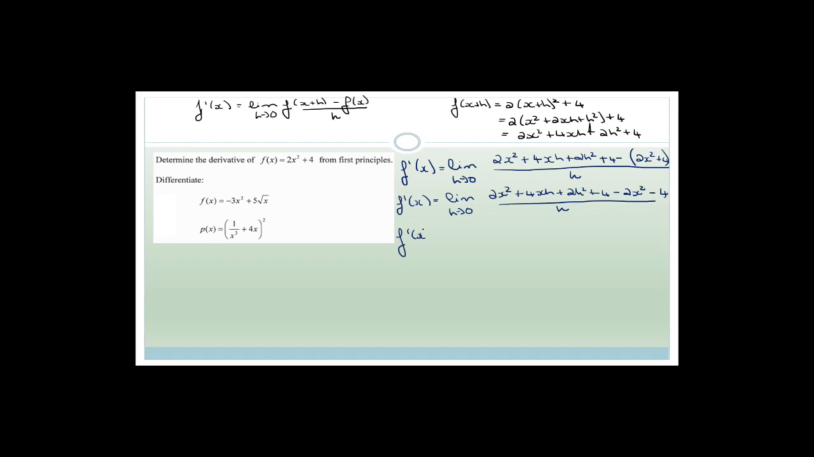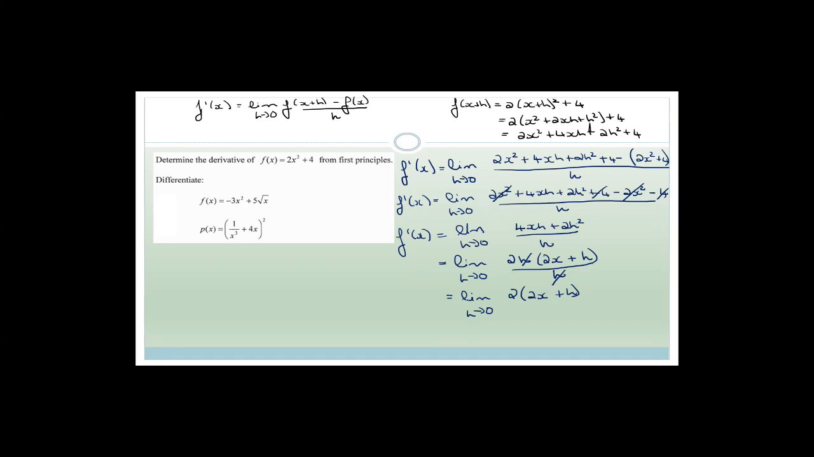So we've got f'(x) equal to the limit as h tends to 0. 2x² cancels with minus 2x², plus 4 cancels with minus 4, and you're left with 4xh + 2h² all over h. Do you see we can take out some common factors here? We can factorize this. So it becomes the limit as h tends to 0, and we can take out 2h, and we're left with (2x + h) all over h. Do you agree that cancels with that? And then what do we have? Now we've got the limit as h tends to 0 of 2 times (2x + h).